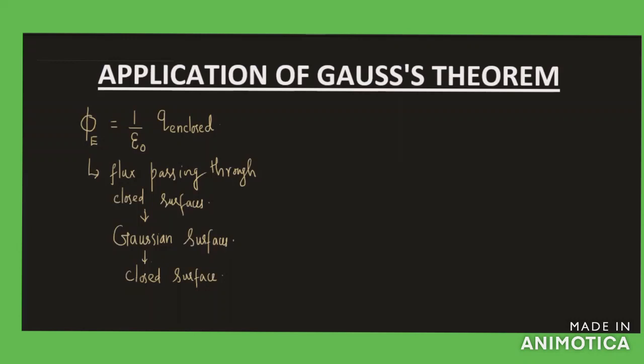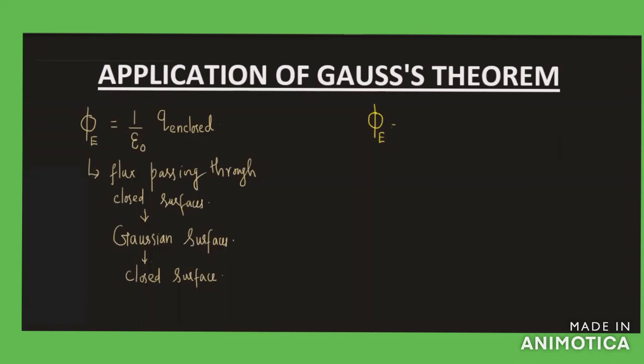Now, this equation phi is equal to 1 by epsilon 0 Q enclosed can be used to find out the electric flux passing through a closed surface, and Gauss's law can also be used to find out electric field due to charge configurations. We have one more equation for electric flux, from the definition of electric flux.